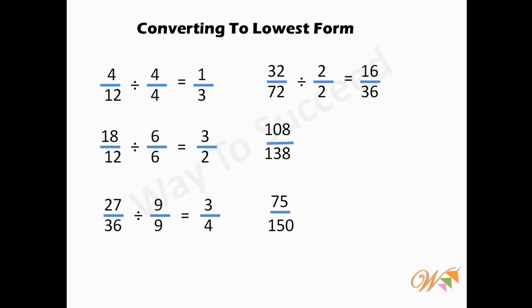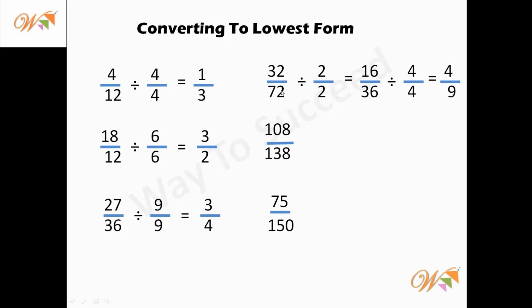Now, my 16 and 36 are small numbers, so it's easy to see that 16 and 36 both will come in the table of 4. So I will divide by 4/4 further, and I got the answer 4/9. Correct. Now, 4 and 9 cannot have a common factor. That's why 4/9 is the lowest form of 32/72. I could have divided 32/72 by 8/8 directly, but this is just for your knowledge.